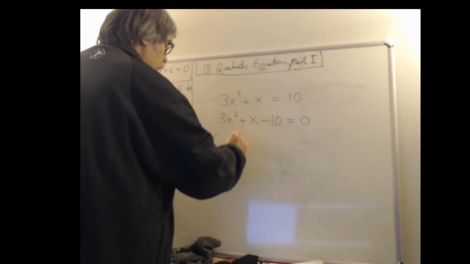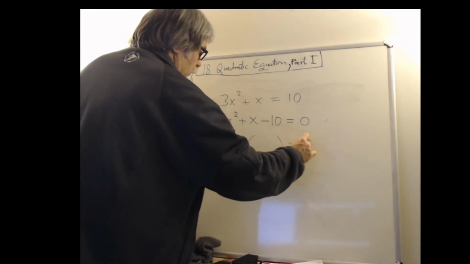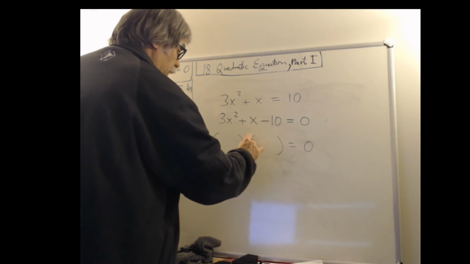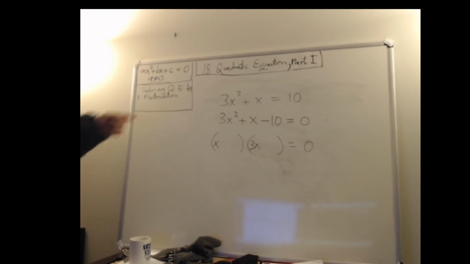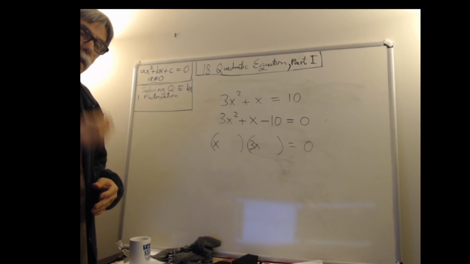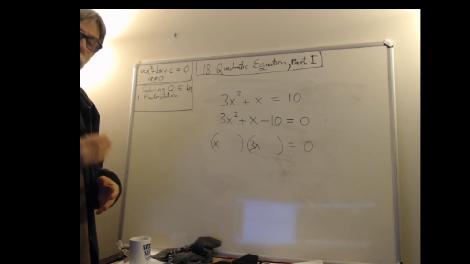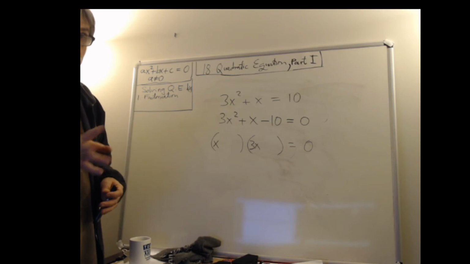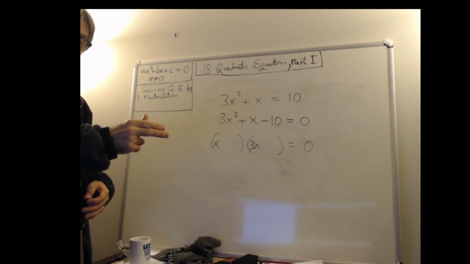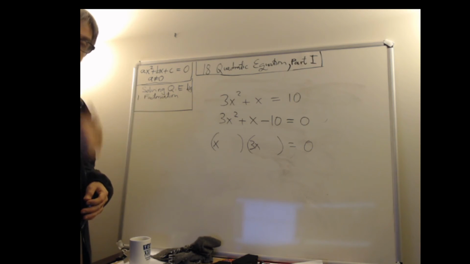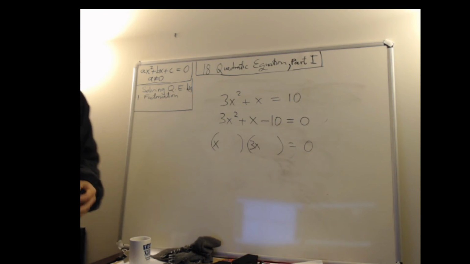So again, you have 8 options. You're definitely going to have an x and 3x, because you need to multiply first and first to get 3x squared. Now you need a negative 10, 1 negative, 1 positive. You have options like 1 and 10, so 1, negative 10, negative 1, 10, 10, negative 1, negative 10, 1. Also 2 and 5: 2, negative 5, negative 2, 5, 5, negative 2, negative 5, 2. One of those 8 options is going to work.